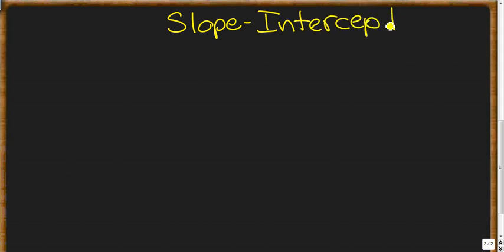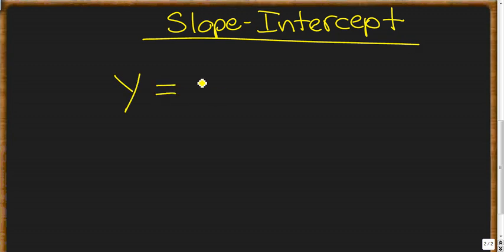Second thing that you want to know is our slope intercept form. And most of you already know this. It's been drilled into your heads probably since 8th grade. That is y equals mx plus b.